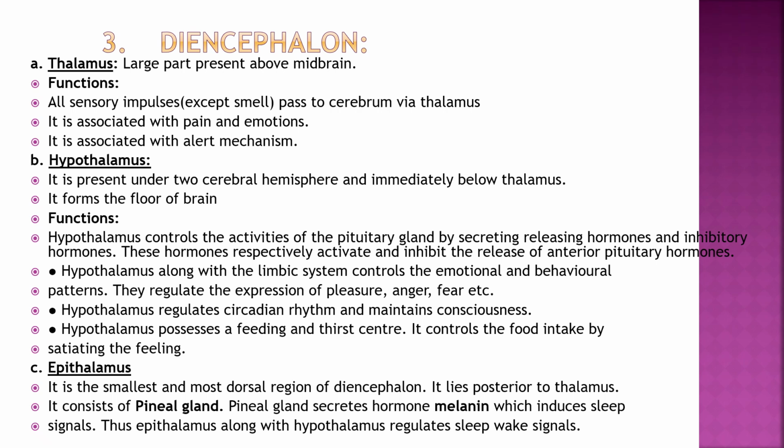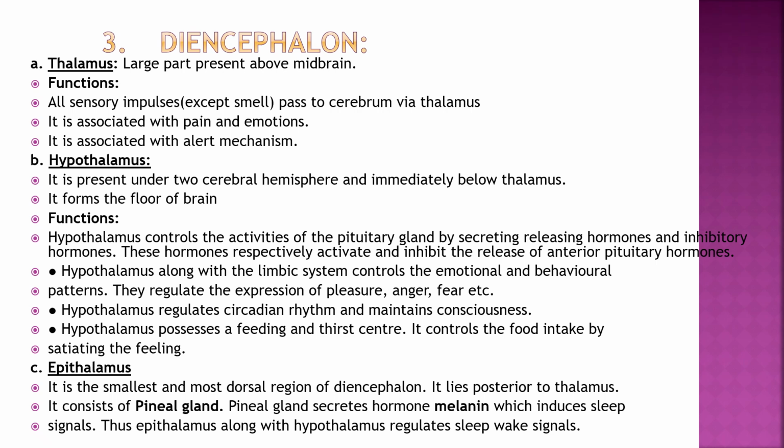Hypothalamus is below the thalamus, under the two cerebral hemispheres and immediately below the thalamus. It forms the floor of the brain. Functions: the hypothalamus controls the activities of the pituitary gland by secreting releasing hormones and inhibitory hormones. So it controls the pituitary gland and then all other glands.